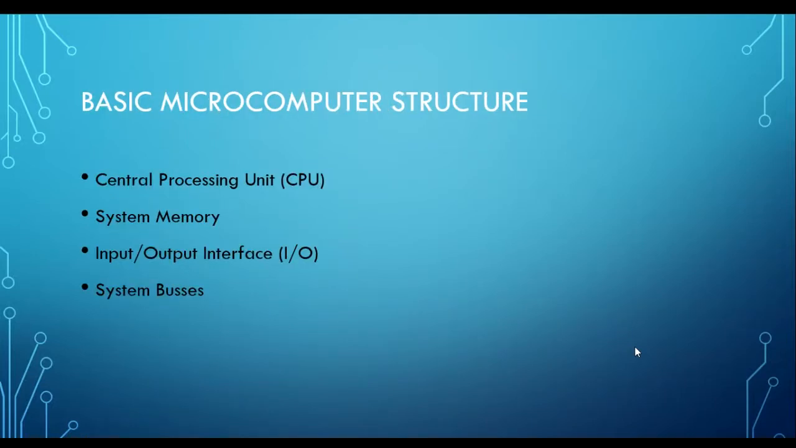Okay, so the basic structure: if you're given an exam question, what is the basic structure of a microcomputer? Remember, there are a lot of microcomputer types, like in the previous slide we shared. They are microprocessors and microcontrollers, but both of these we can call microcomputers. The microcomputer consists of a central processing unit. They also have a system memory. Now, the easiest way to learn about microcomputers is to imagine it as a smaller version of your computer.